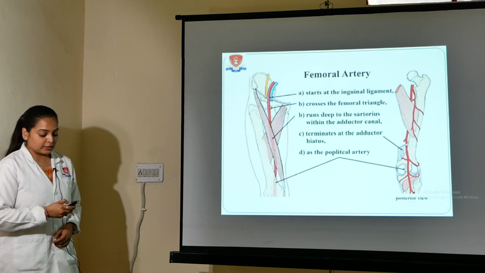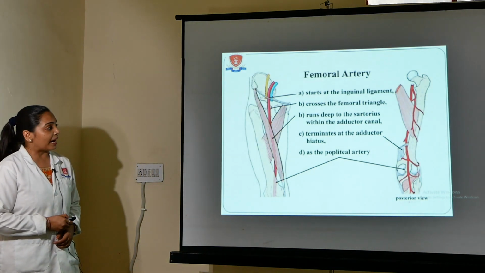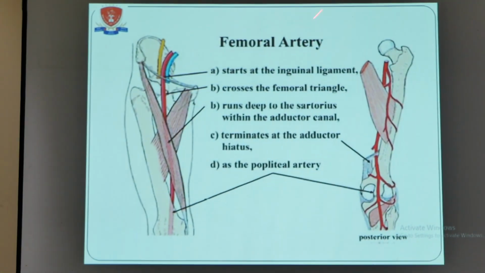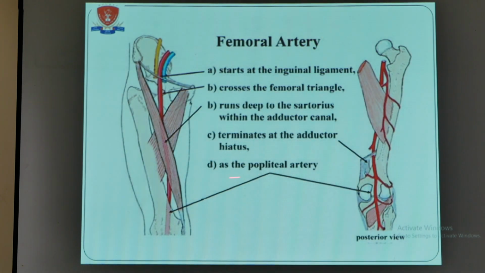So this is the diagram showing the course of the femoral artery as we have discussed, from the base of the femoral triangle to the adductor canal, and behind the knee it continues as the popliteal artery.